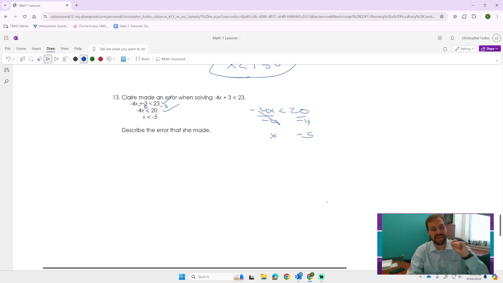But what have I been beating in your brains about dividing or multiplying by a negative number across an inequality? It changes the sign. Okay? So that's where the error's at. She forgot to change the sign when dividing by a negative number. All right? There you go.